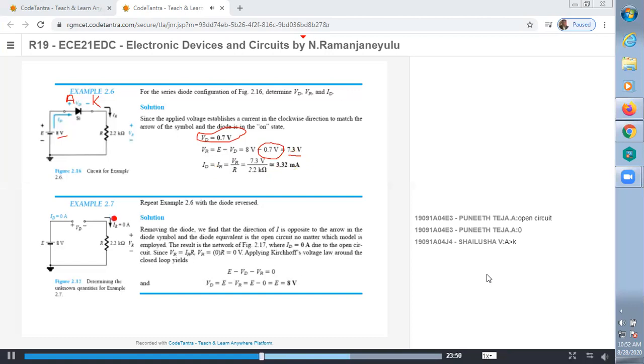Okay. Now in the second problem, what is the second problem? Repeat the above problem with the diode in reverse. Remember here, repeat this example 2.6. That means values are same, but only one thing is different: the diode is reversed. That means the cathode terminal is now connected to the positive terminal of the battery, and the anode terminal is now connected to the negative terminal of the battery. The only thing is now the diode position is reversed.